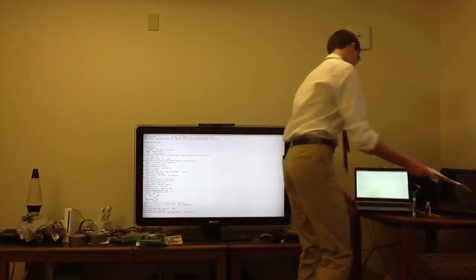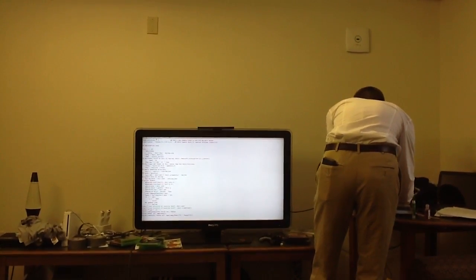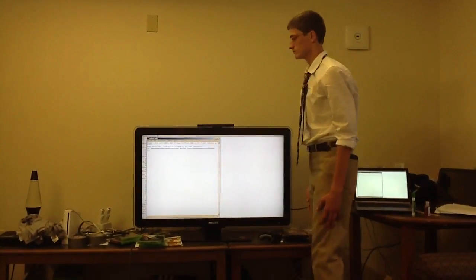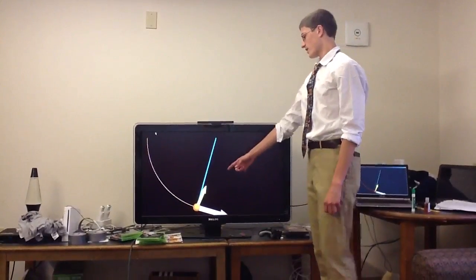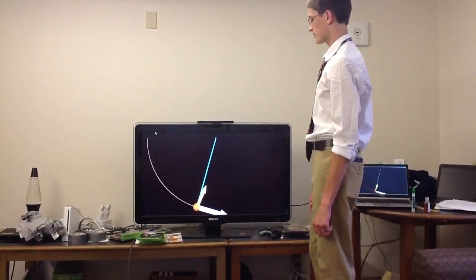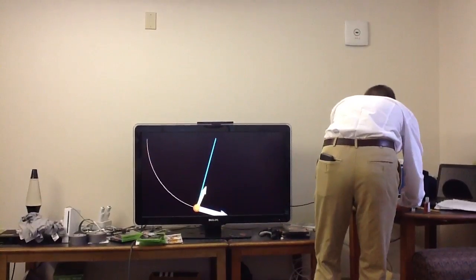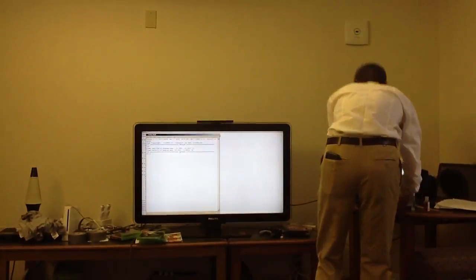So then I did the code. Initially my code looks like this. I have the parallel and the perpendicular forces there, and the momentum. Alright, we're going to have to stop it.